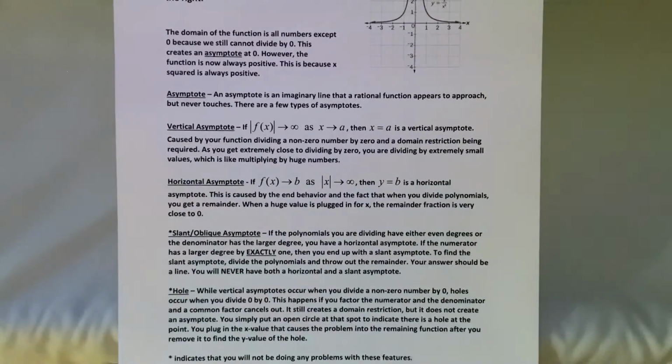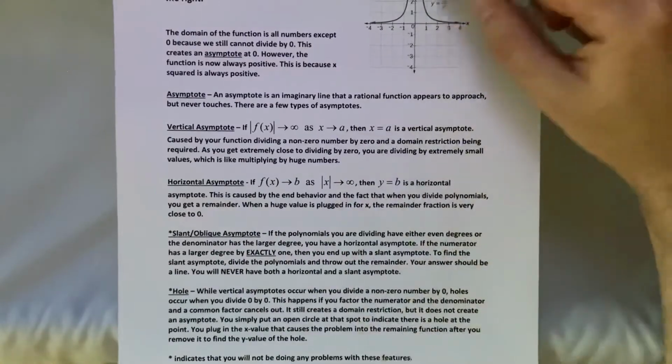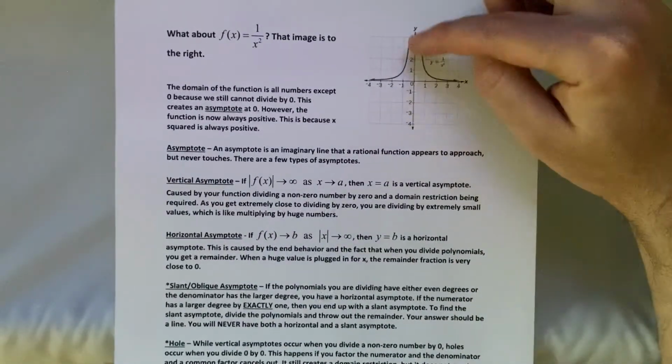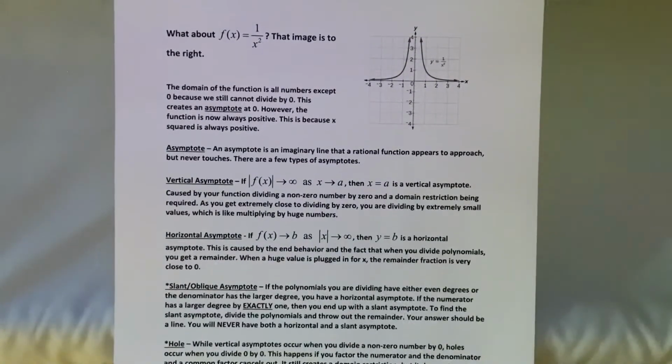If the function is going to infinity, that means it's going way up or way down. If the absolute values are going to infinity, as our x value approaches a, so in this case, in the picture above, as x gets close to 0, our function is going way up or way down. The vertical asymptote exists at x equals a. So your vertical asymptote is always a line. It's always x equals some number. And that number should be where your graph is going either way up or way down.